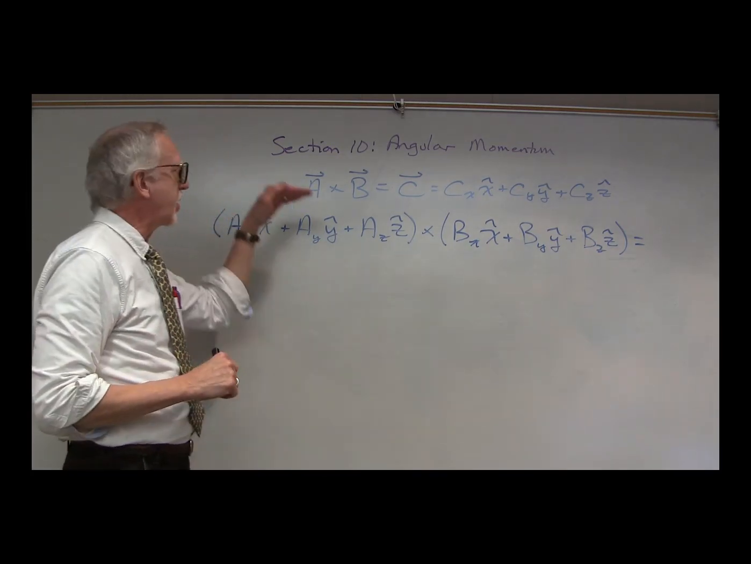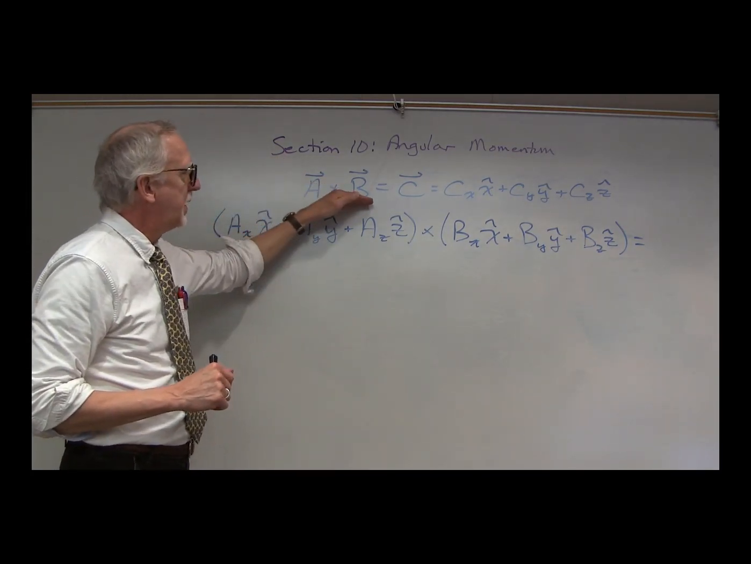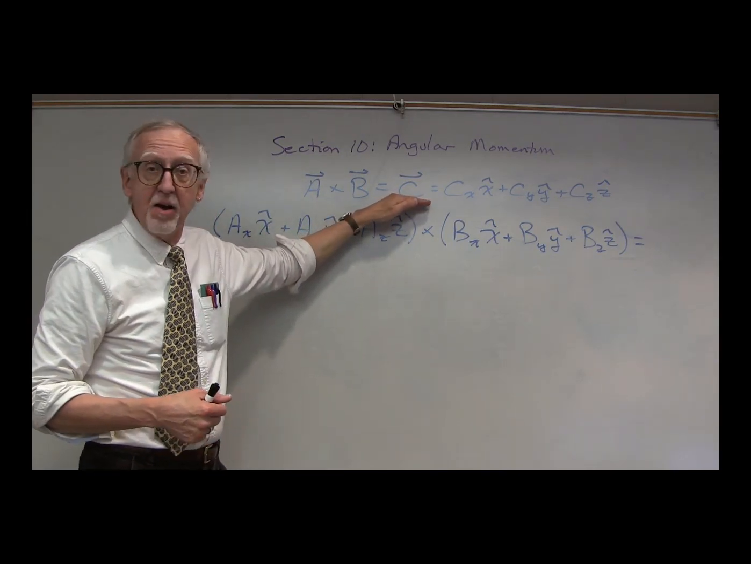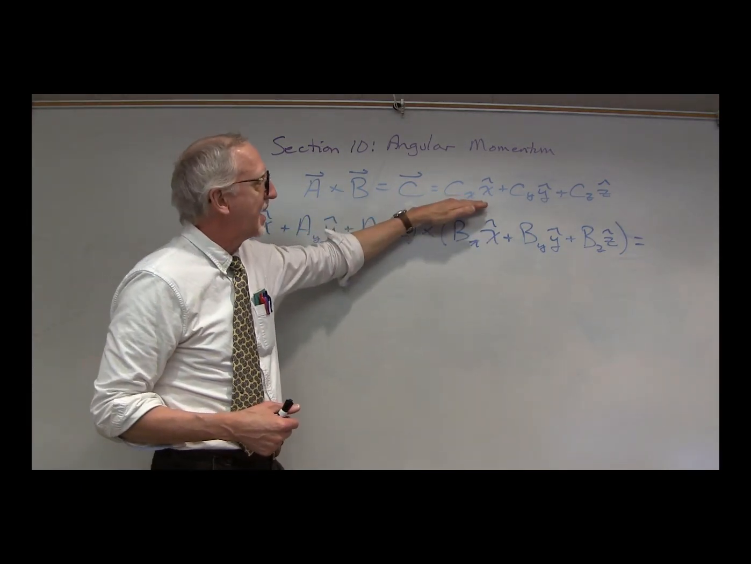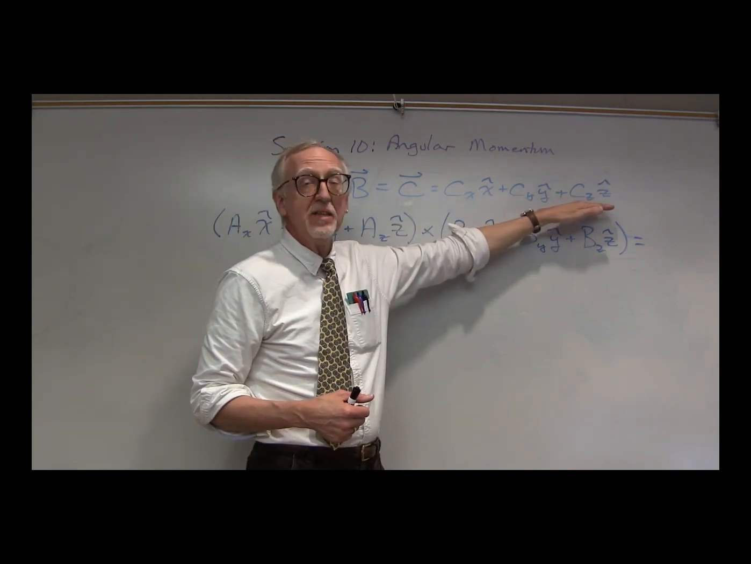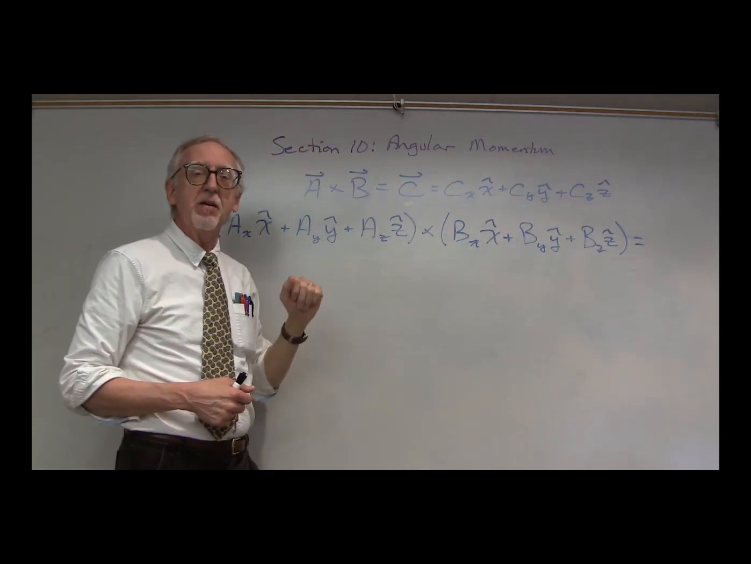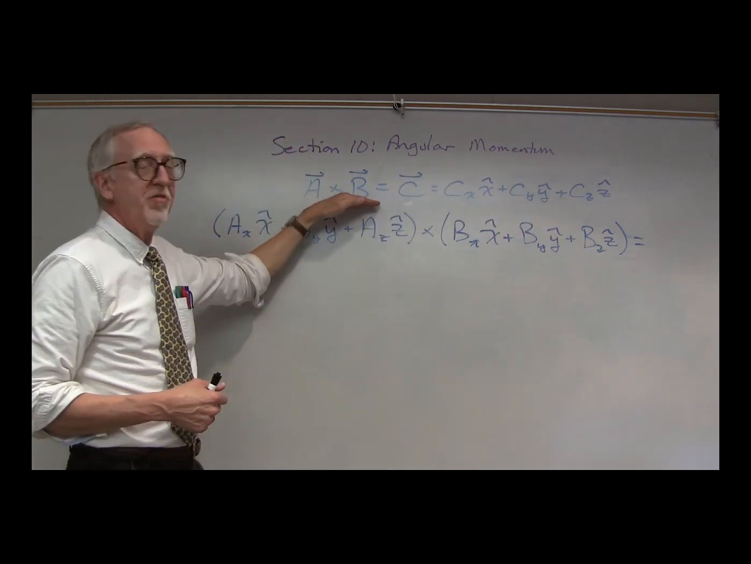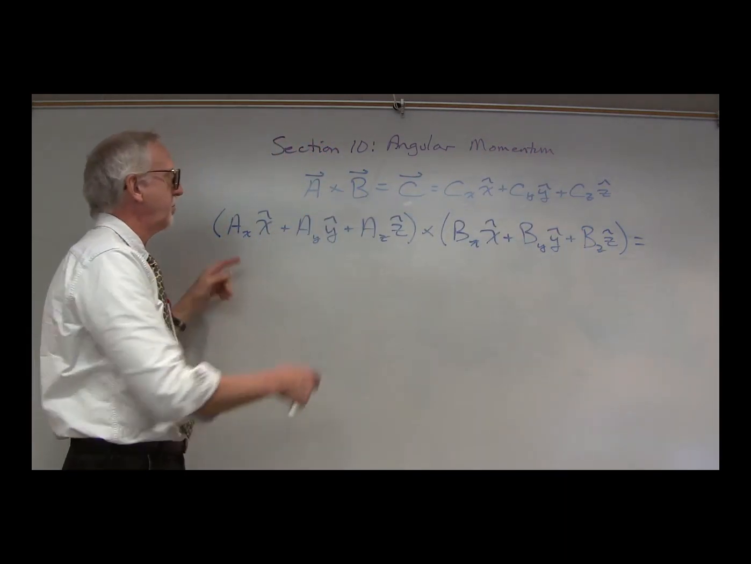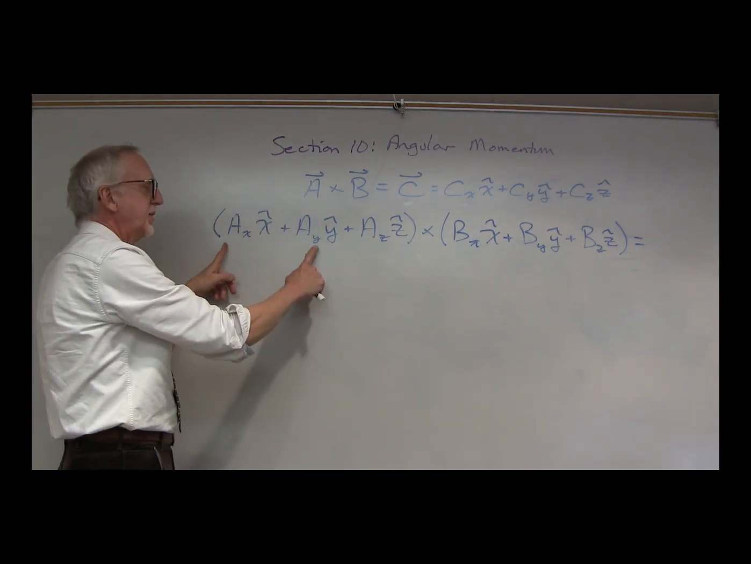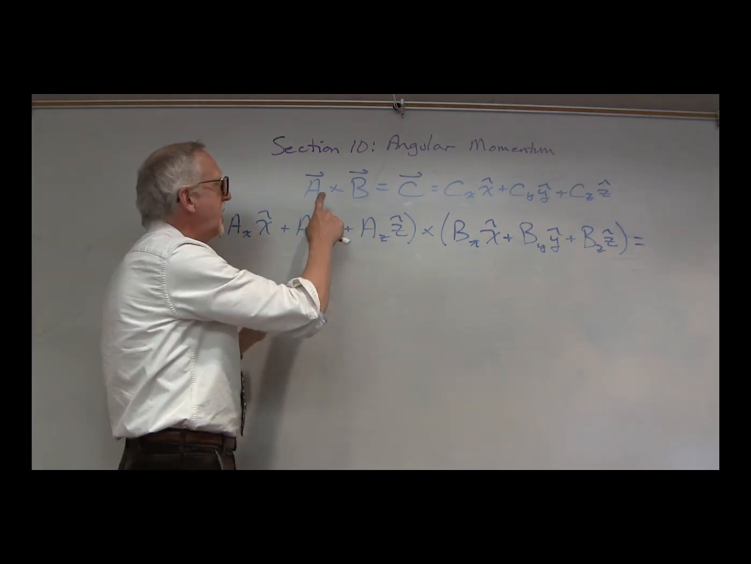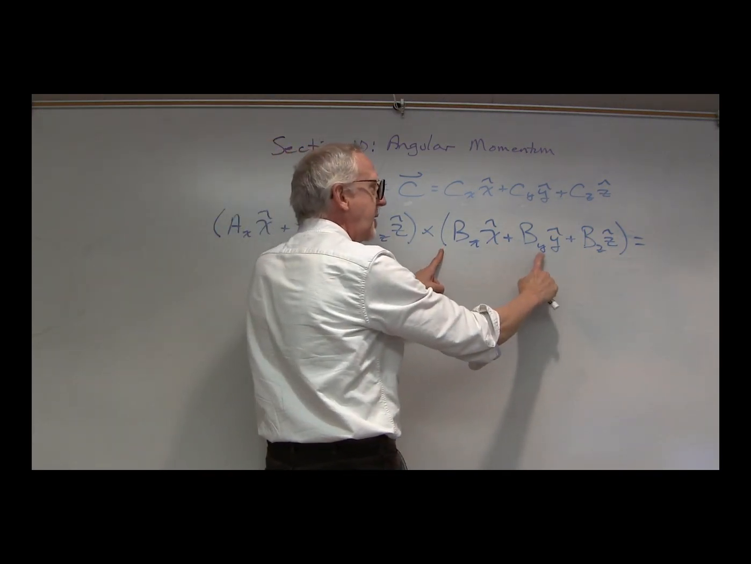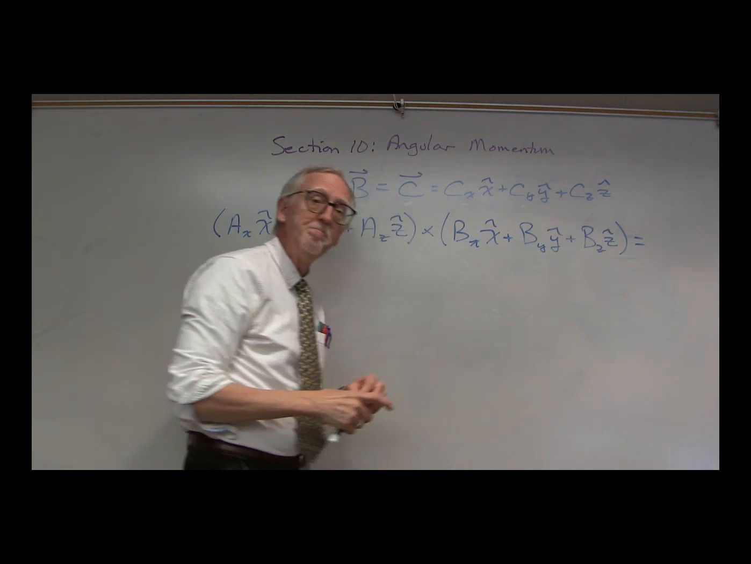So let's imagine we've got a cross product of A cross B equals some vector C. And C written out in component form would be CX x hat plus CY y hat plus CZ z hat. Let's see if we can figure out what these components are by writing our vectors A and B in their component form. So A is AX x hat plus AY y hat plus AZ z hat. And we will cross that into B, and B is BX x hat plus BY y hat plus BZ z hat.